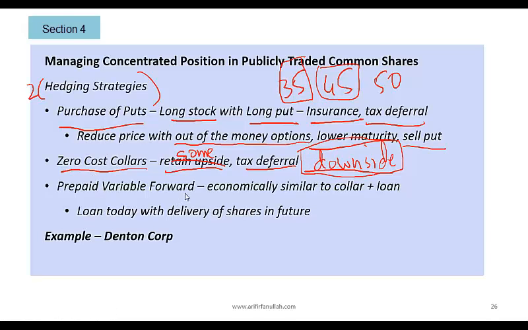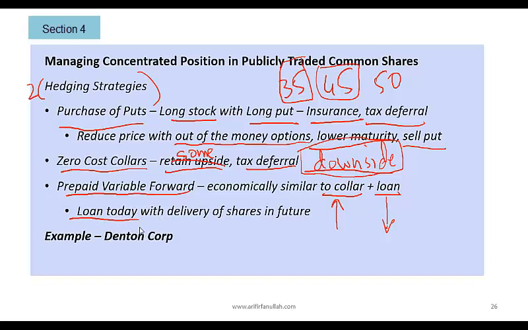Now we move on to a prepaid variable forward. The curriculum has not spent a lot of time on this topic, but they're given two very basic scenarios. The point that you need to know is that this is economically similar to a collar plus a loan. So the client would buy a collar and then take out a loan.